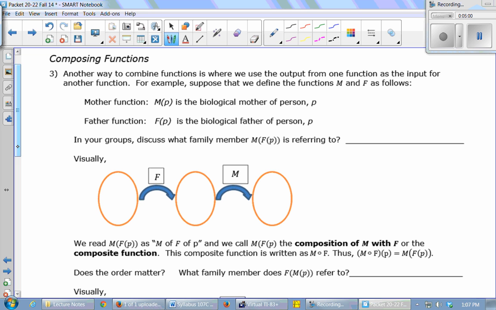Okay, so for composing functions, this is a fifth way that we can combine functions. Other than addition, subtraction, multiplication, division, we can compose functions. Composing means using the output from one function as the input for the next function. So for example, let's define two functions, m and f. The m function we'll call the mother function, and m of p represents the biological mother of person p. And the function f we'll call the father function, and f of p represents the biological father of person p. So what do you think m of f of p is referring to?